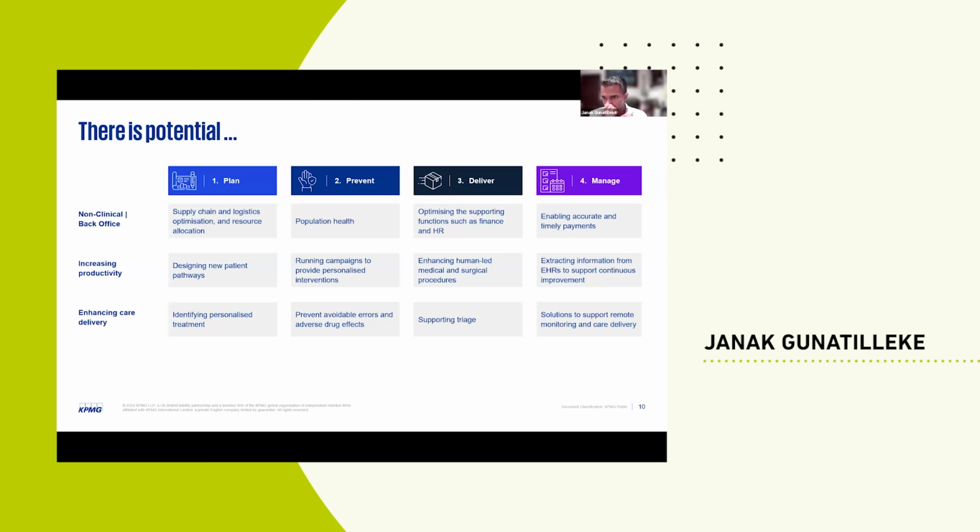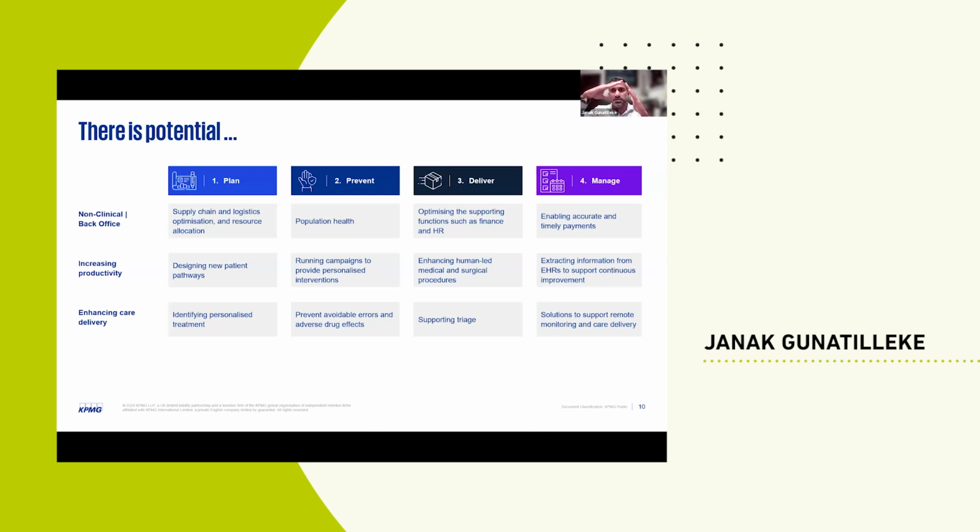So the way I like to look at it is to think about 2 dimensions. The first dimension is 4 boxes on the top, just looking at the patient journey from planning, prevention, delivery to management. And the second dimension is thinking about the area within healthcare, whether that's a back office function, or a frontline function, or somewhere in between, the middle office.